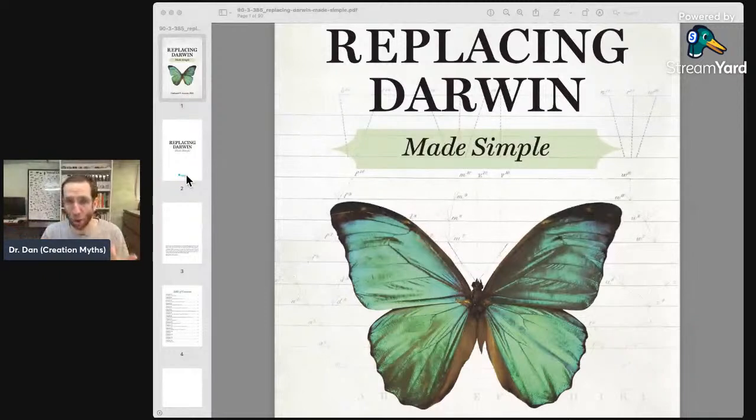So he published a book in 2017, I think it was 2017, called Replacing Darwin. And the idea was for this book to make a big splash and be like, here's the actual new theory of how species arise. And the idea is that he makes a case, sort of, in Replacing Darwin, that the species get off the ark.